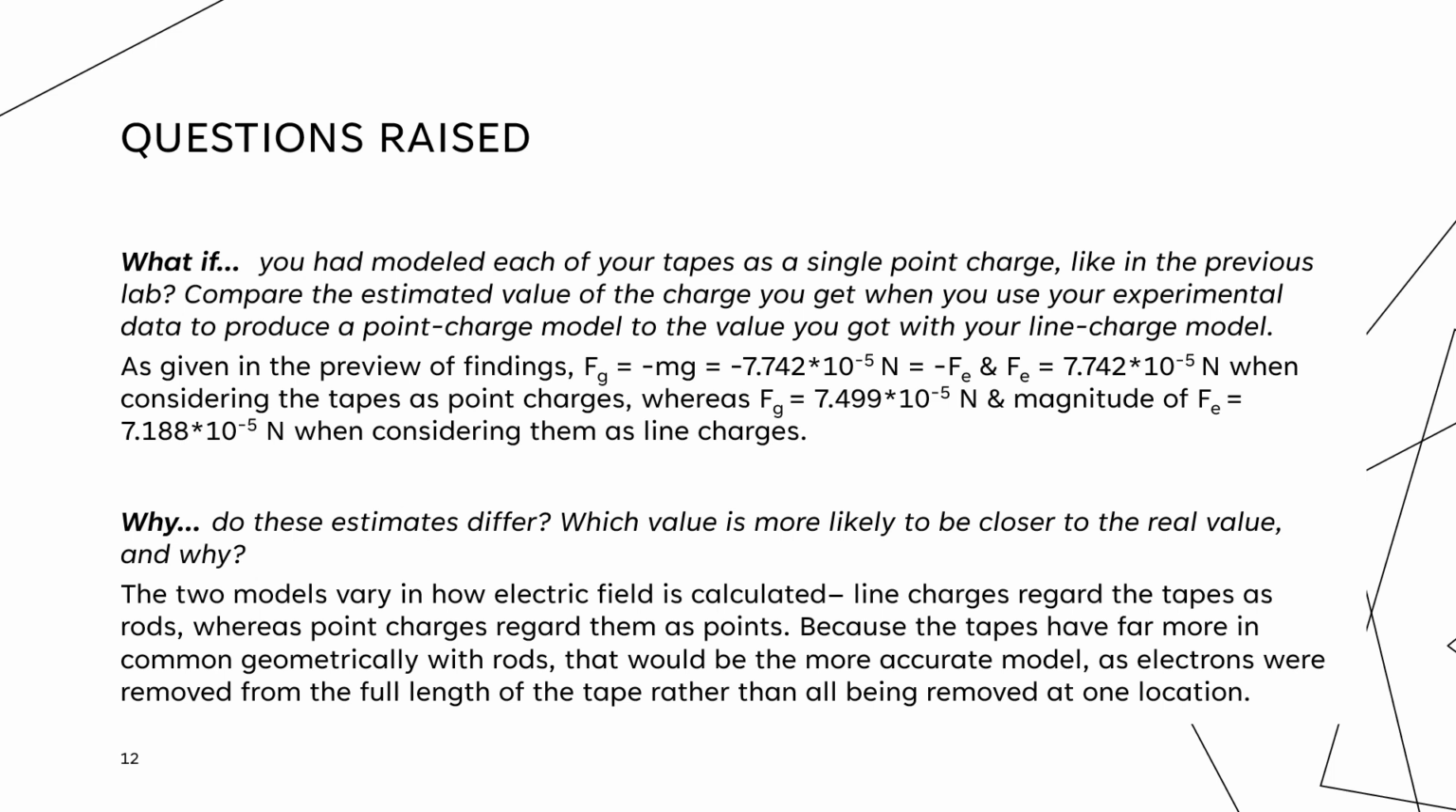Well, the two models vary in how electric field is calculated. Line charges regard the tapes as rods, whereas point charges regard them as points. Because the tapes have far more in common geometrically with rods, that would be the more accurate model, as electrons were removed from the full length of the tape rather than all being removed at one location.